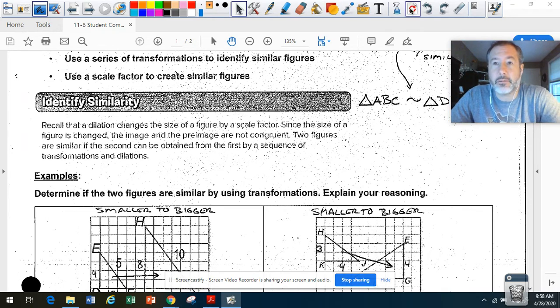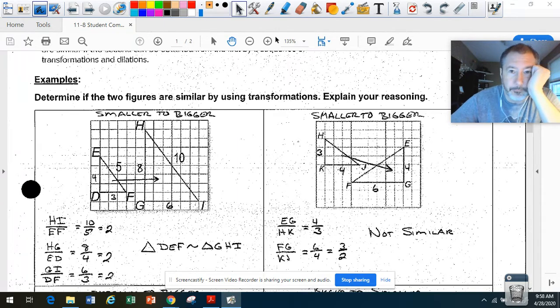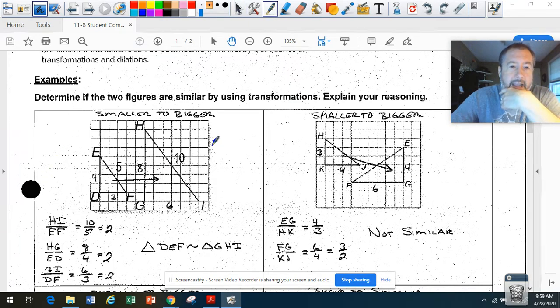Okay, so let's see what we have here now. It says, determine if the figures are similar by using transformations. Explain your reasoning. So if we take a look here, let's write this down. Make sure you write this right here. Let's say triangle E, D, F.